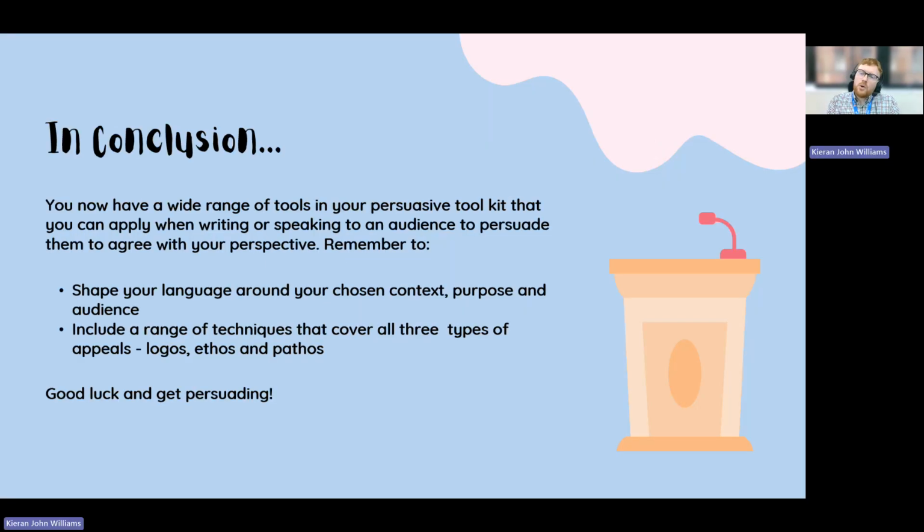So, to wrap up, remember that persuasion is most powerful when it blends all three of those ideas. They are logos, ethos, and pathos. So always shape your language around the context, purpose, and the audience, and aim to balance facts, credibility, and also emotion. Whether you're writing an essay or giving a speech or trying to win an argument with your parents, these tools will help you to be more persuasive.